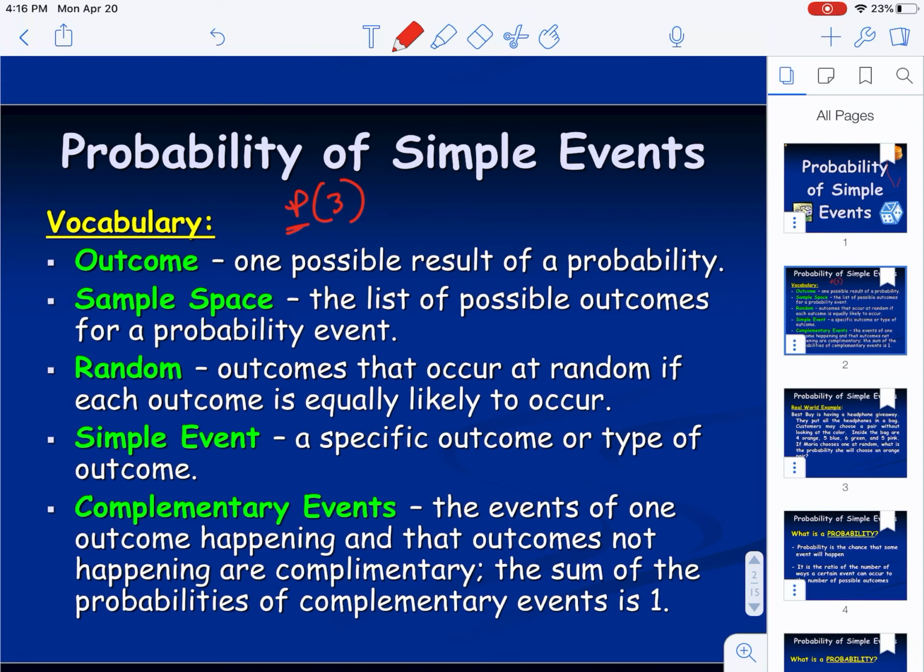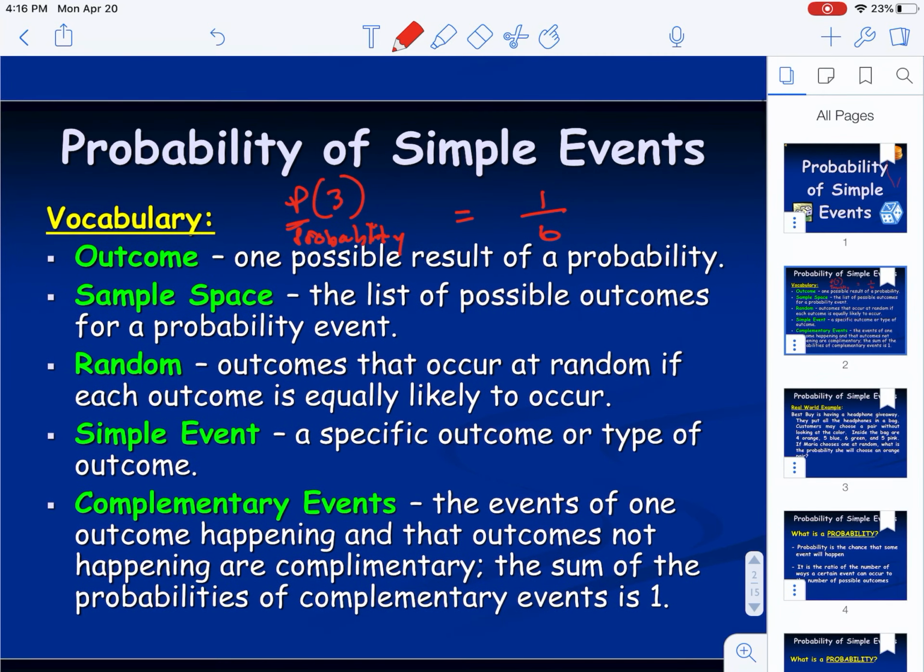P means probability, okay? And then a 3. So there's 1 three, and there's 6 total sides. So your probability is 1 out of 6. That's all there is. All right, so outcome: one possible result of a probability. So a 3 is 1 outcome.